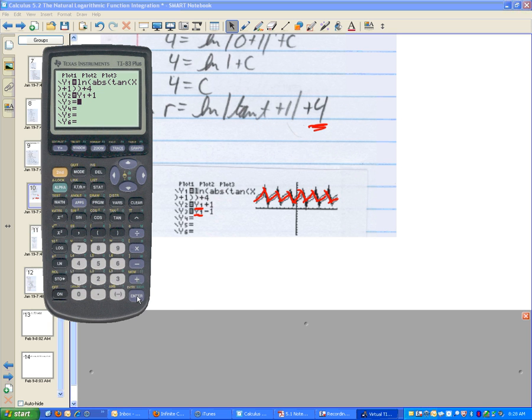Then I do the same thing. Variables, Y variables, function. This time I want Y1 plus, nope, I did minus 1. And then I graph these things.